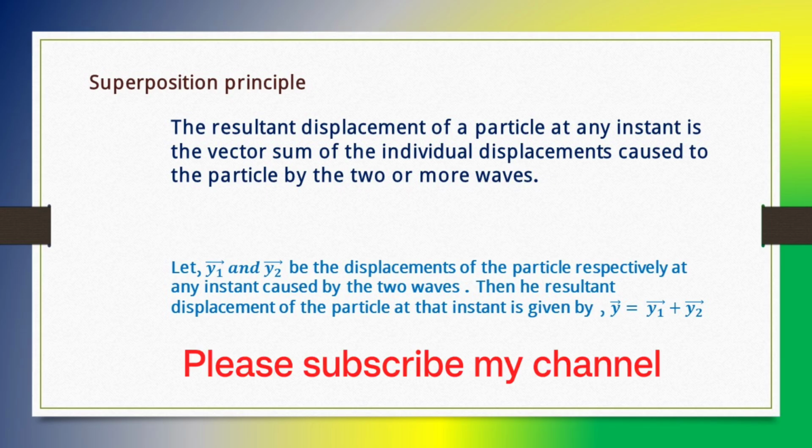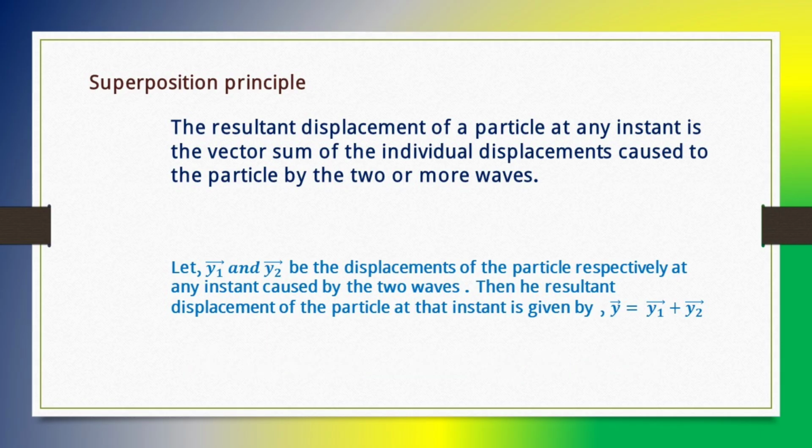Firstly, I am telling about the superposition principle. So what is the superposition principle? The resultant displacement of a particle at any instant is the vector sum of the individual displacements caused to the particle by the two or more waves. Let y1 and y2 be the displacements of the particle respectively at any instant caused by the two waves. Then the resultant displacement of the particle at that instant is given by vector y equal to vector y1 plus vector y2.